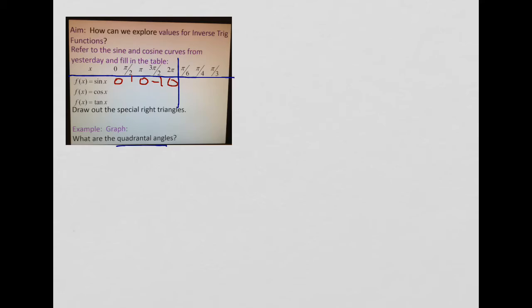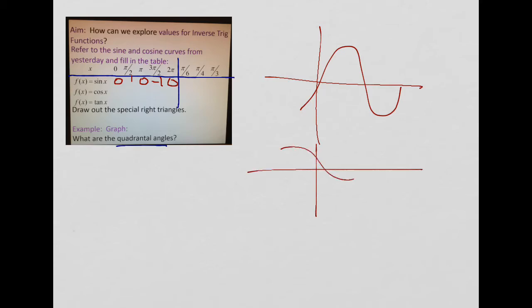We'll just stick with the quadrantal angles right now because we're talking about the curves that we saw. I'm going to do some sad drawings here. I was talking about the sine curve. Now we'll talk about cosine. Here we go. So it starts at 0, 1. So cosine of 0 is 1. Cosine of pi over 2 is 0. Cosine of pi is -1. Cosine of 3 pi over 2 is 0, and cosine of 2 pi is 1.